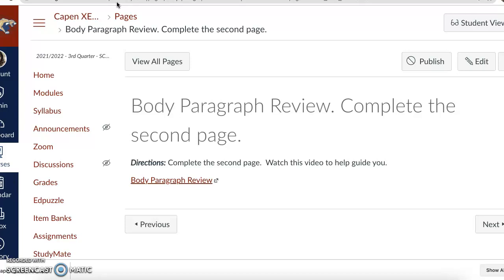Yesterday we worked on the front side of this worksheet entitled Body Paragraph Review.